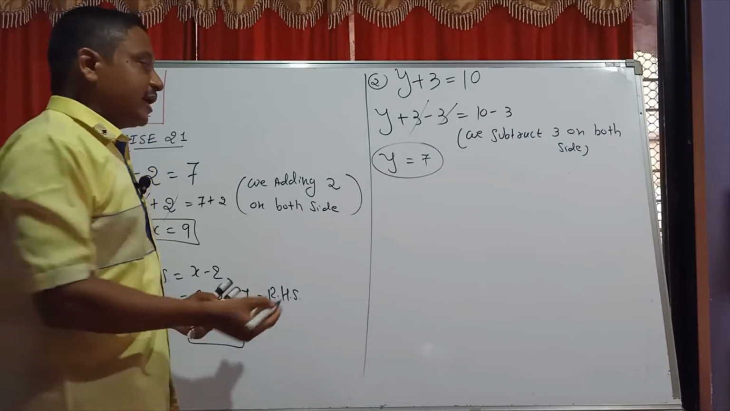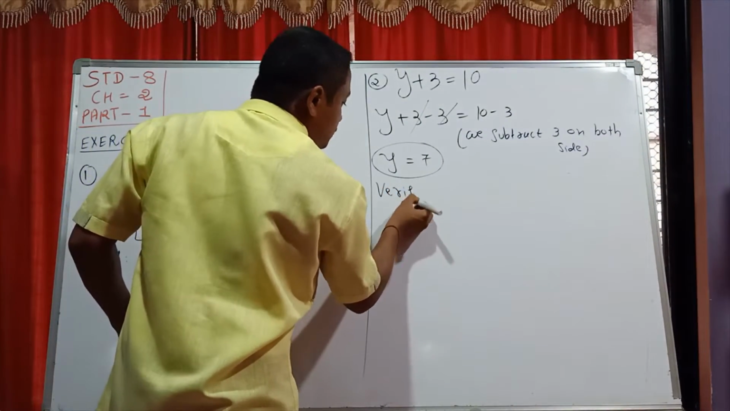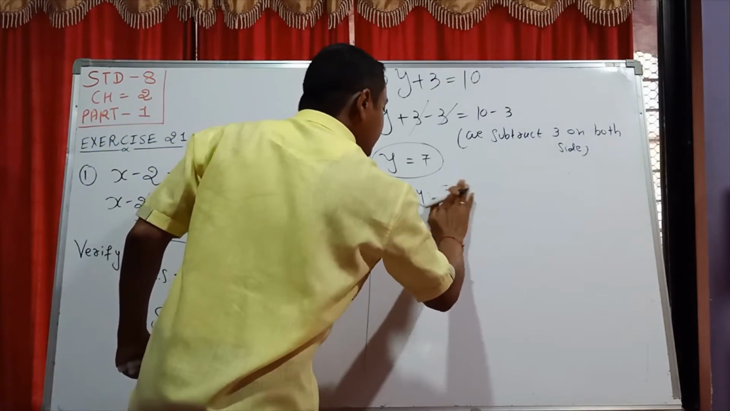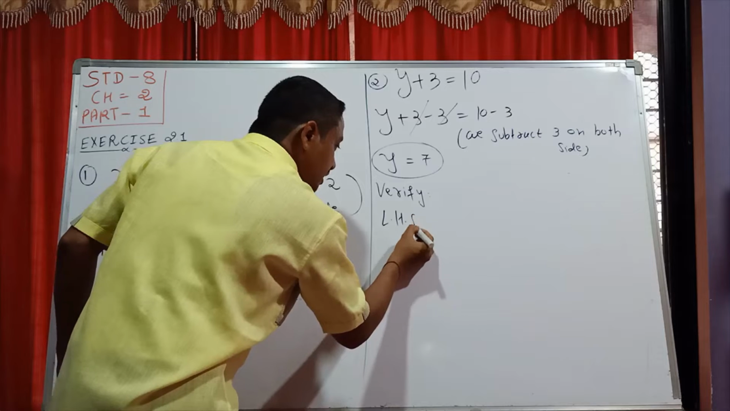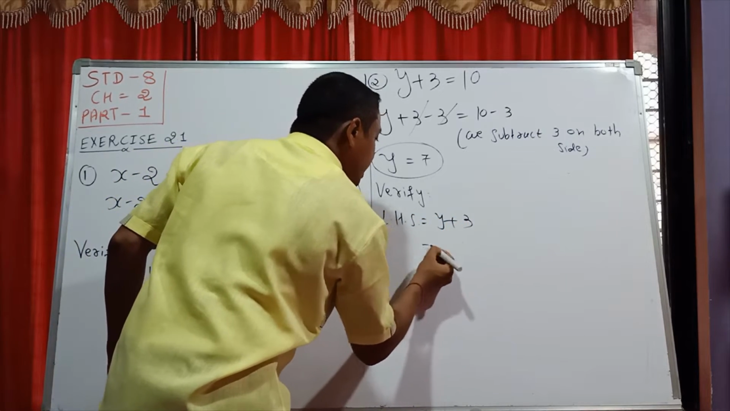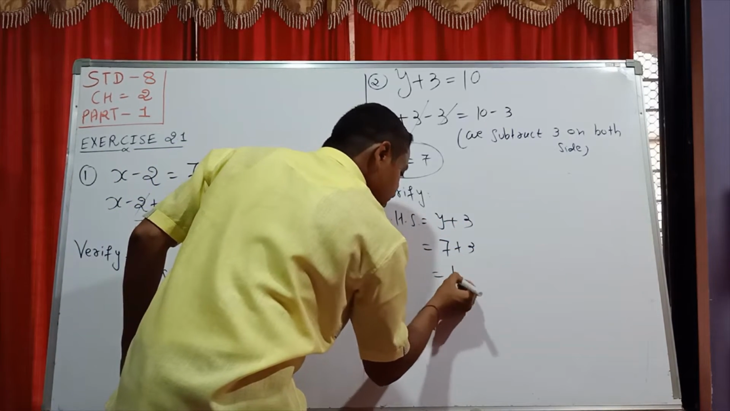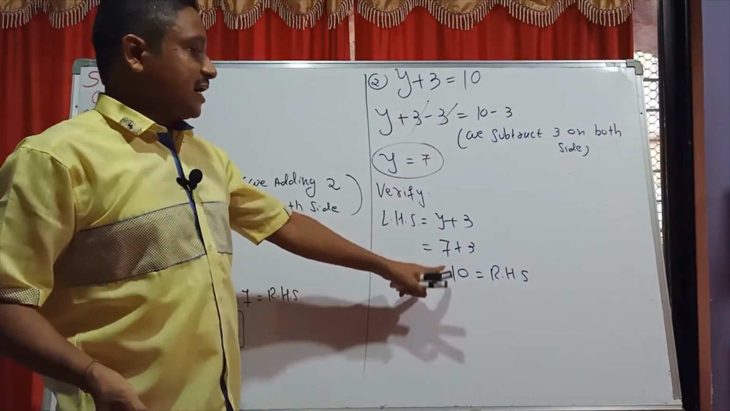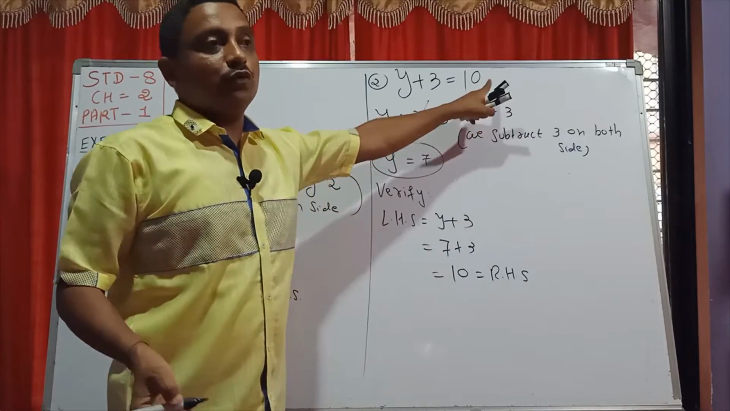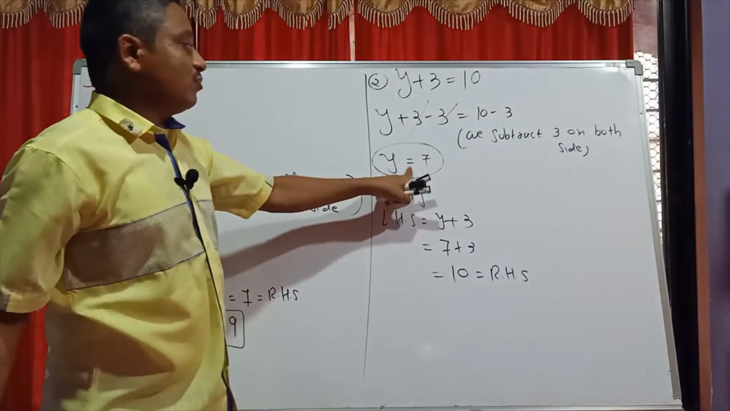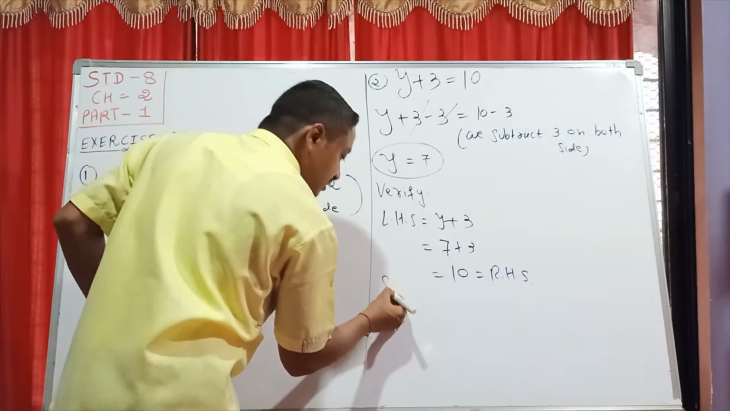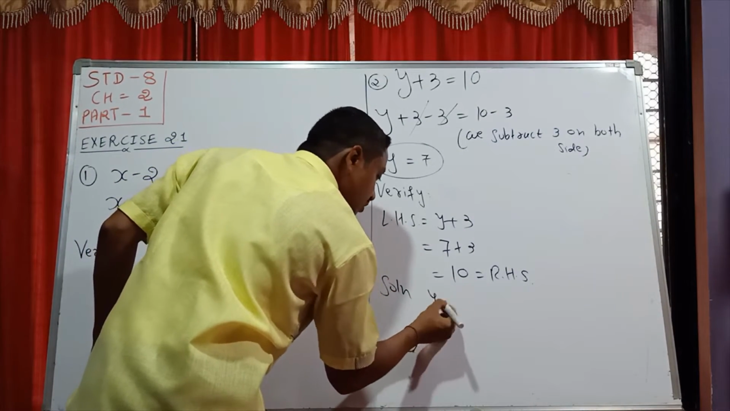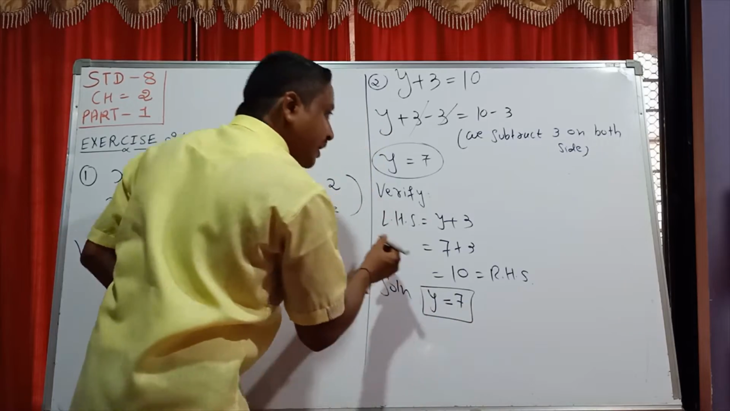Numerical done. But I go to verification. Students, verification is necessary. y plus 3, it's my LHS. So in the LHS, students, you put the y value: 7 plus 3, it is 10. Check your RHS: RHS is equal to 10, already given in the question. Therefore, my answer y equal to 7 is correct. So the solution is, sorry, not x, by mistake, y is equal to 7 is my correct answer.